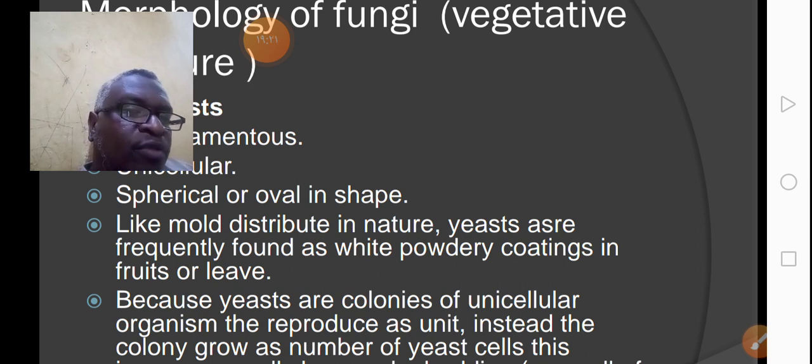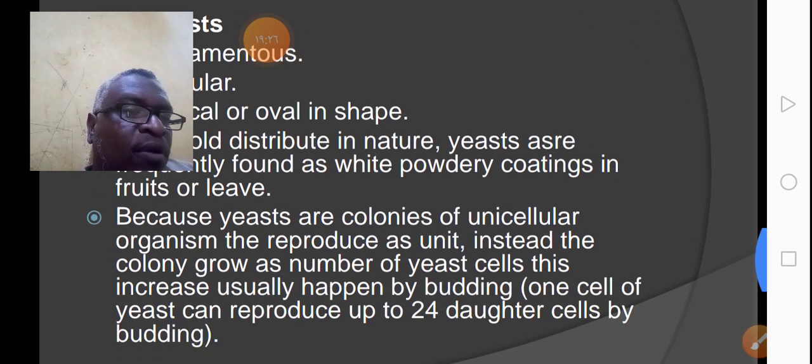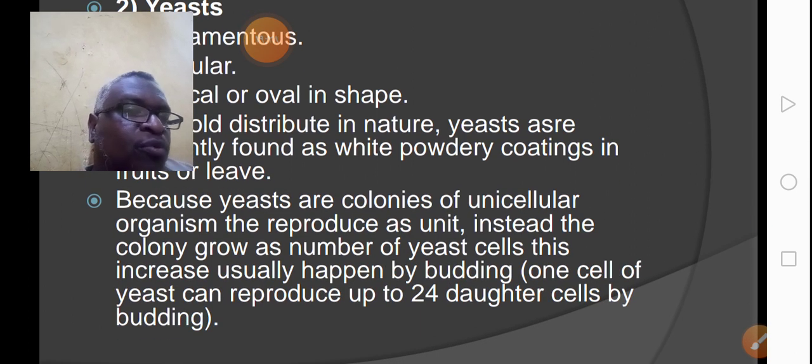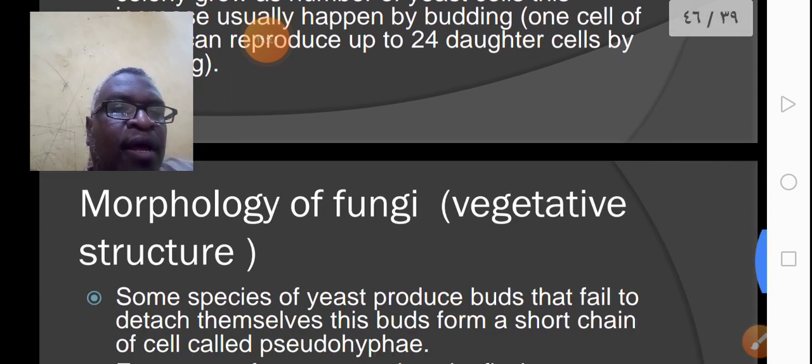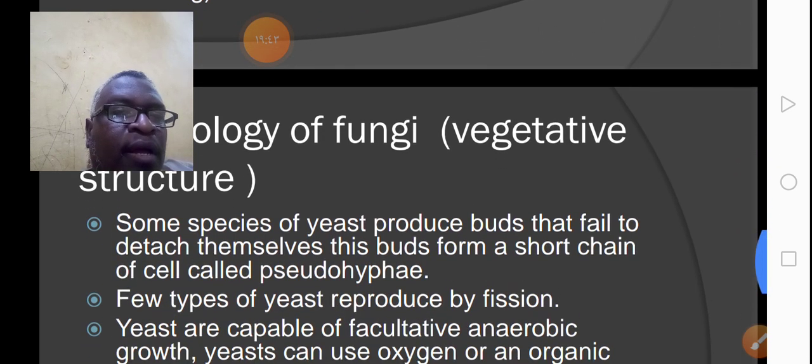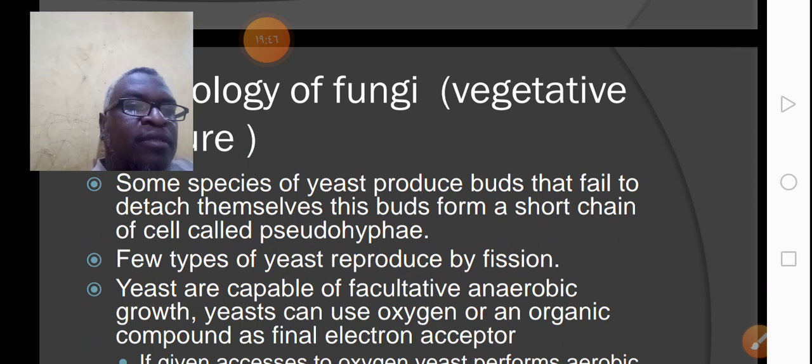They have a powdery coating, because yeasts are colonies of unicellular organisms that produce as units instead of a colony, growing as a number of yeasts, and this increase usually happens by the way of multiplication by budding. One yeast cell can produce up to 24 daughter cells by budding. Some species of yeast produce buds that fail to detach themselves, and these buds form short chains, which are called pseudohyphae.